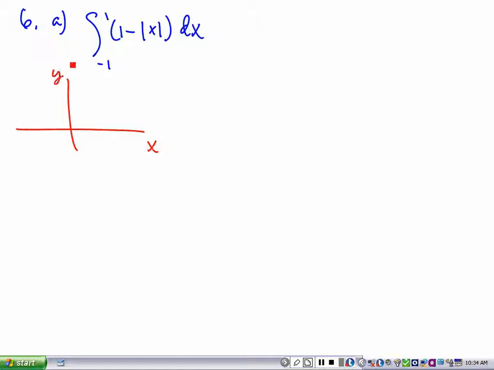x and y axis, the absolute value of x is the V shape, but since it's negative here, that means it's going down, and this 1 simply means that that's your height. So you go up 1, and you come down, upside down V. You're going from -1 to 1 on the x-axis. So to calculate this by using geometry, you notice that this is a triangle.